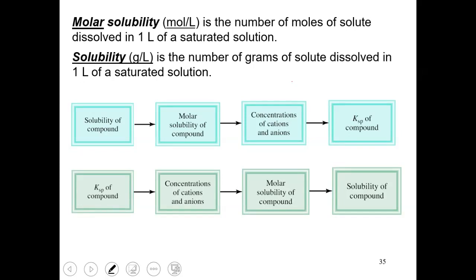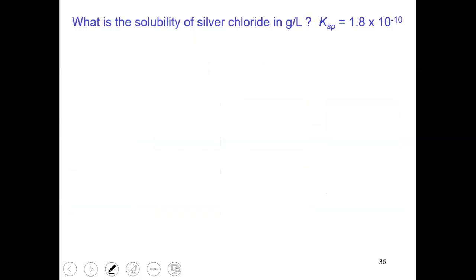Okay, so let's do a practice problem here. What is the solubility of silver chloride in grams per liter if the KSP is 1.8 times 10 to the negative 10? Don't forget, sometimes in your homework assignments and stuff, they will give you the KSP value. Sometimes you're going to have to look it up, all right? Just be aware of that. So in this case, we gave it to you.